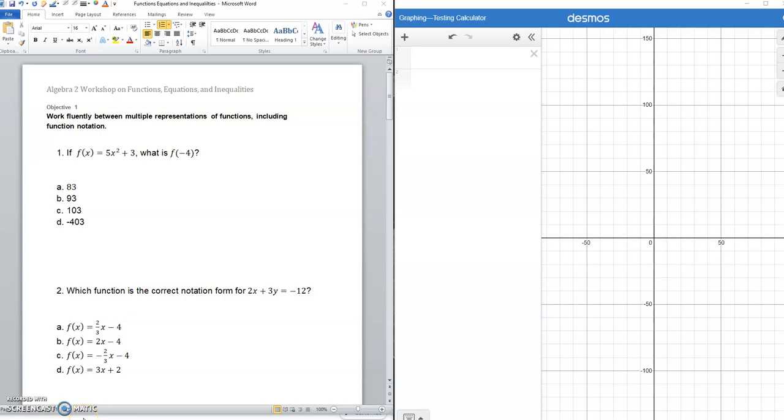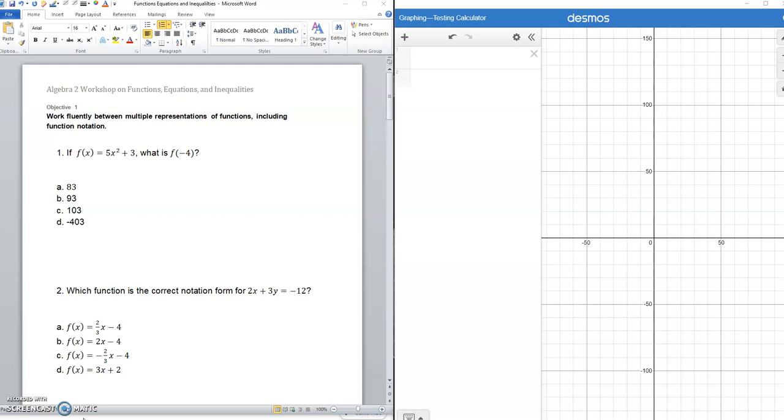Welcome to the Algebra 2 workshop on functions, equations, and inequalities. In this workshop, we're going to tackle 5 objectives. And so to begin, let us do objective number 1. Work fluently between multiple representations of functions, including function notation.